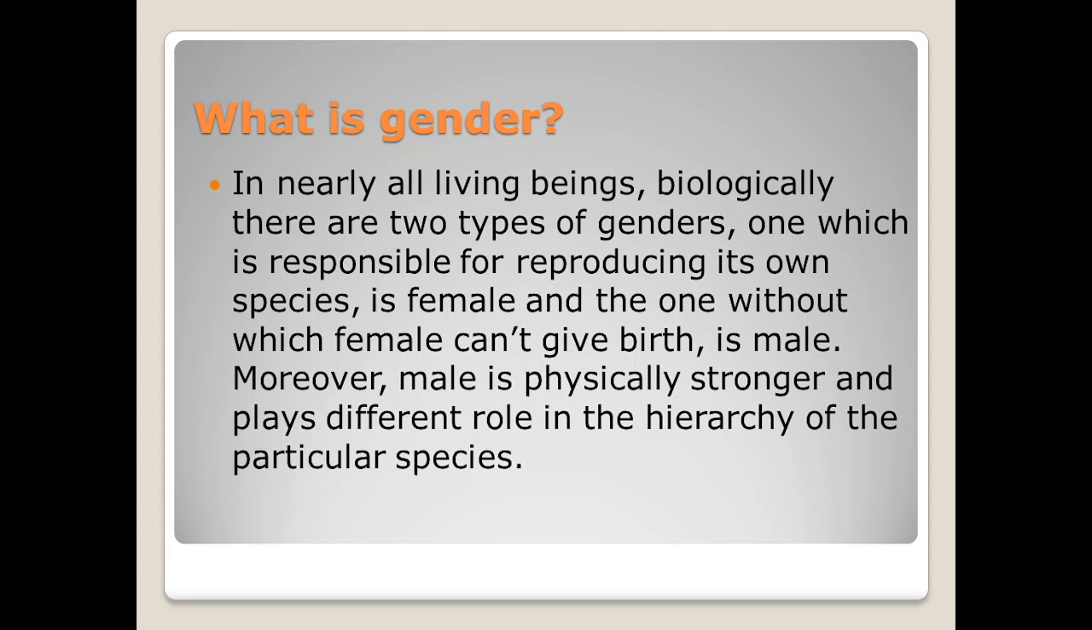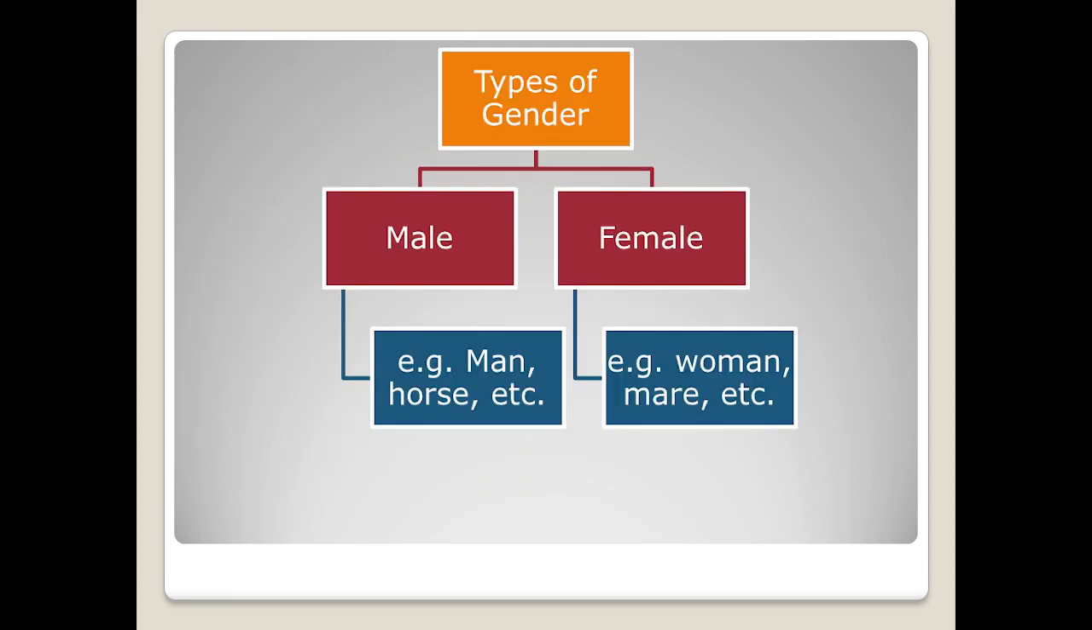So traditionally male and female have different roles in the society, but we won't discuss the sociological features or the responsibilities of genders. Here in this video we will focus on the grammatical aspect of genders. Let's move forward. So you all know that there are two types of gender. One is male, another is female.